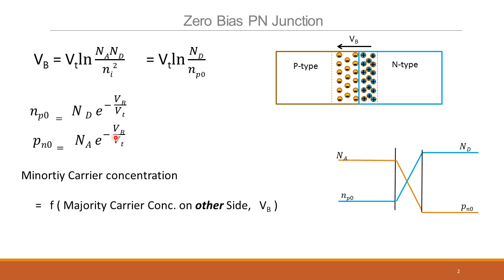Since we just rewrote the equation, typically you would expect that Npo and Pno just depend on the doping concentration of the majority carrier on their own side. Like Npo times Na is Ni square, and Pno times Nd is Ni square. That holds. It's just that we have written the equation in a slightly different form, just to get it as a function of Vb, which is the built-in potential, and the majority carrier concentration on the other side. So there's nothing new here, just rewriting the equation in a different form.